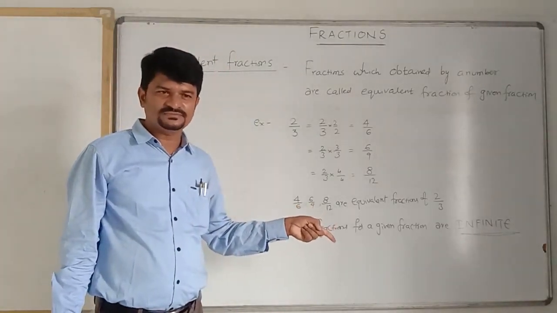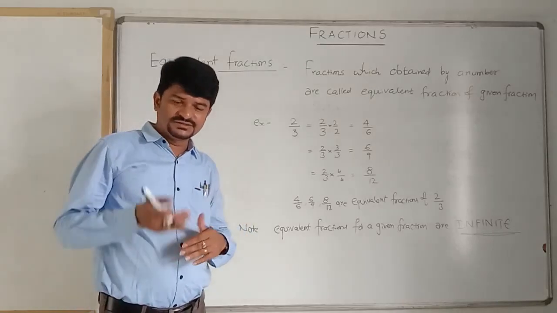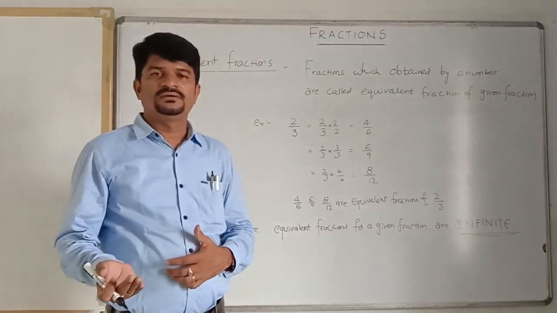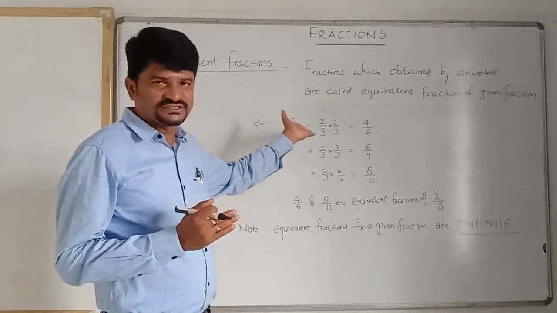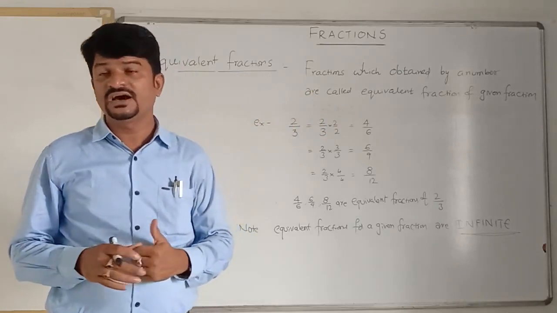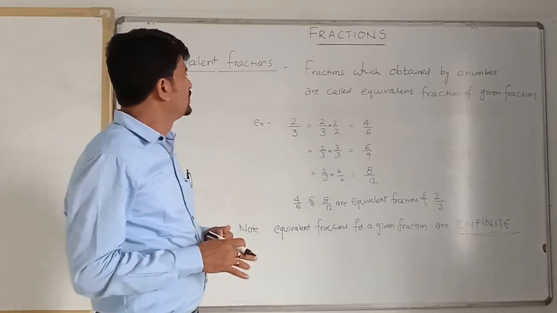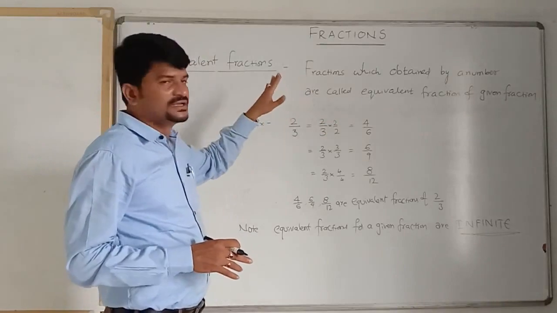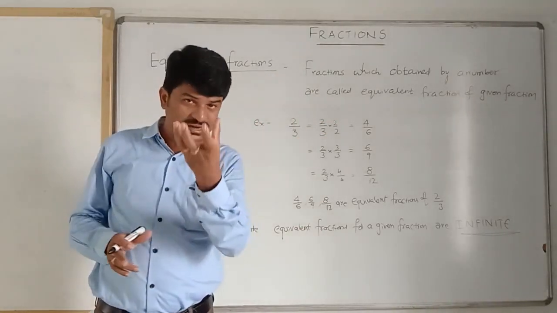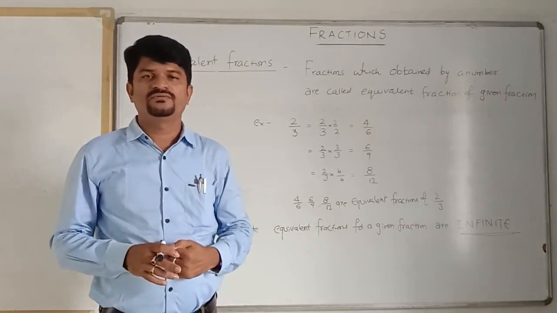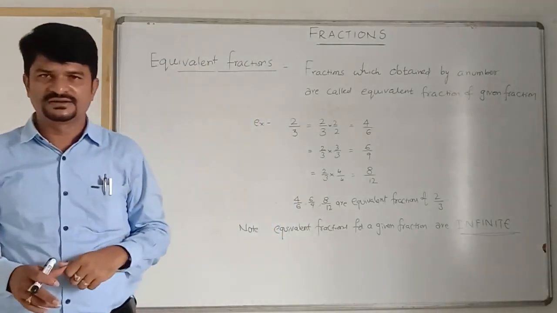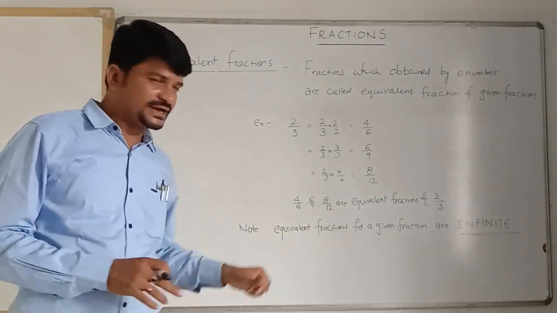Clear, children? Did you all get it? Fractions obtained by multiplying a given fraction by whole numbers are called equivalent fractions. Or otherwise, simply, when a fraction is multiplied by any other number, that obtained fraction is called an equivalent fraction of the given fraction. Got it, children? Write all this.